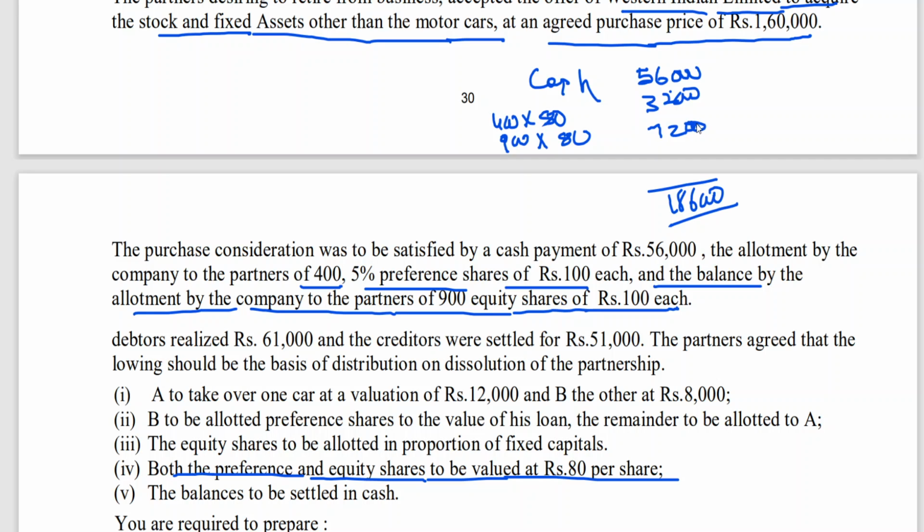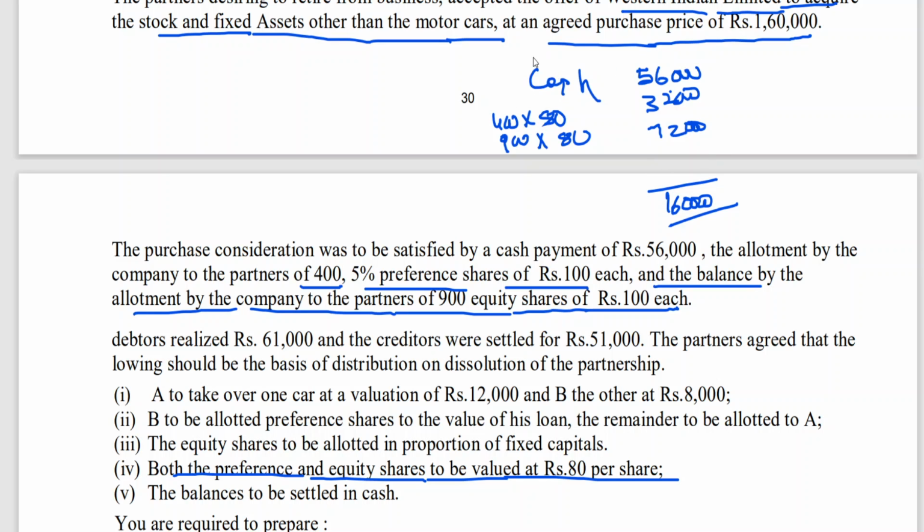Now you can check. 56,000 plus 32,000 plus 72,000 is coming to 1,60,000. Now it is clear to all of you. Shares worth 100 rupees have been given at an agreed value of 80 rupees. So we got the purchase consideration, and how they are discharging the purchase consideration has also been mentioned. How they are making the payment has also been given. Now this is clear, and we go for working notes later on.